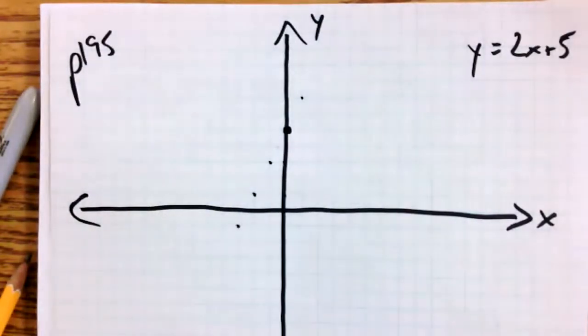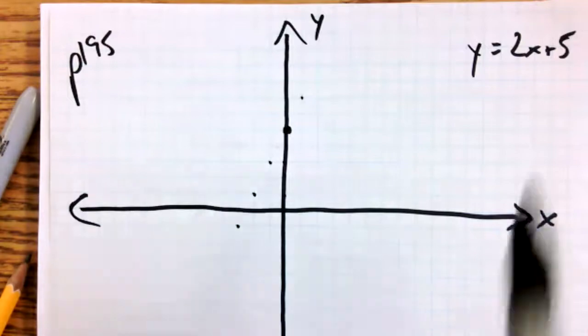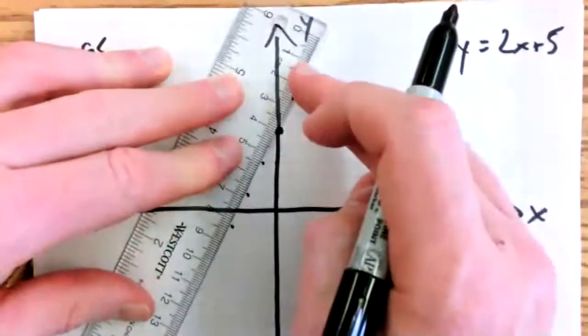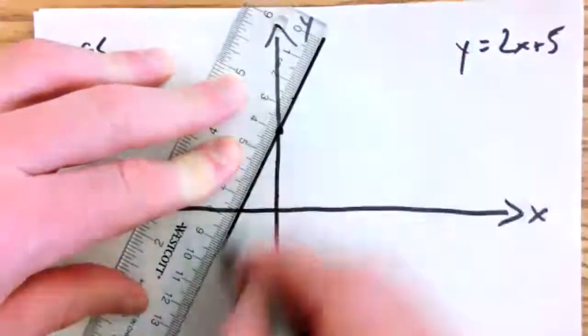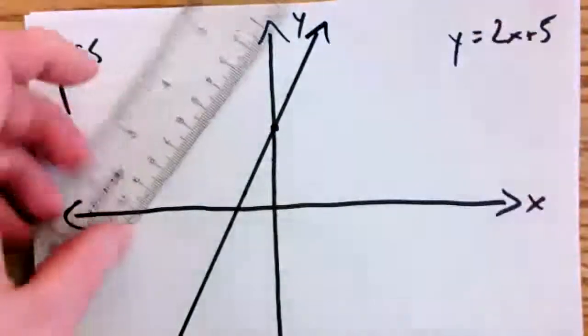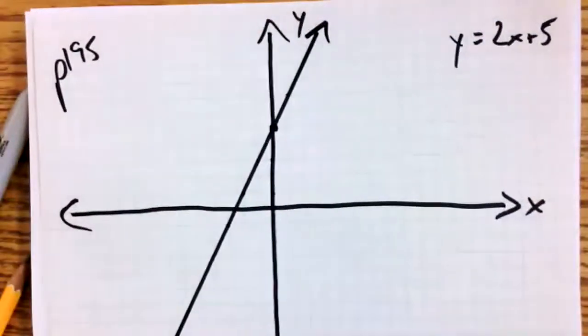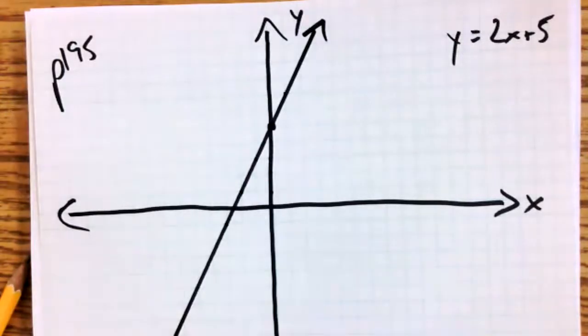Do I have a ruler? Yes. So that's just drawing the line first. Are we okay with that?